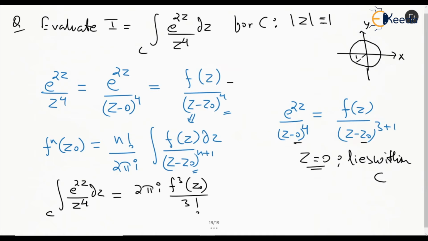So we'll have to find the third derivative of f of z. For f of z equal to e to the power of 2z, can you see that the third derivative can be directly found as 2 to the power of 3 e to the power of 2z, because e to the power 2z will keep on differentiating and this 2 factor will keep on coming for 3 times. So it is going to be 2 to the power 3 into e to the power 2z.